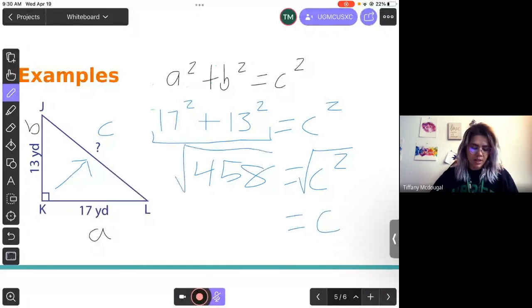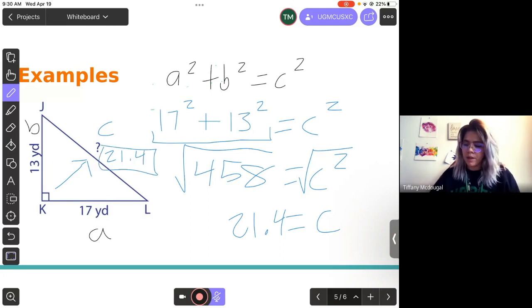So I'm going to have to take the square root of 458, and I end up with 21.4. So it looks like that is the length of this missing side, 21.4. Okay, just to recap, label my sides, plug into the formula, simplify, and solve for C.